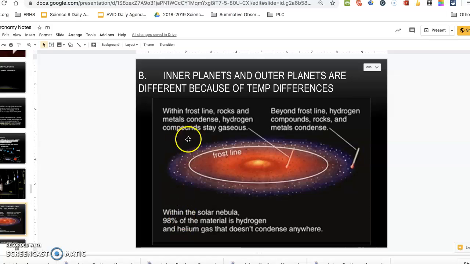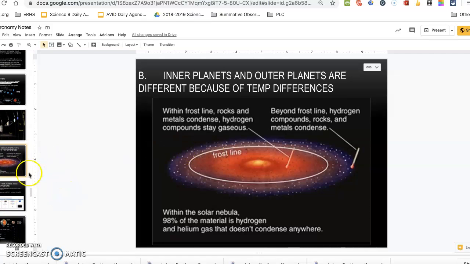The reason they're so different, the inner and outer planets, is really just because of temperature differences. So within the frost line, rocks and metals are able to condense, whereas hydrogen compounds stay gaseous. And that's going to have an impact on their atmospheres. Beyond or outside the frost line, hydrogen compounds, rocks, and metals are all able to condense. So you're going to get a sludgy atmosphere, which I'll go through here.